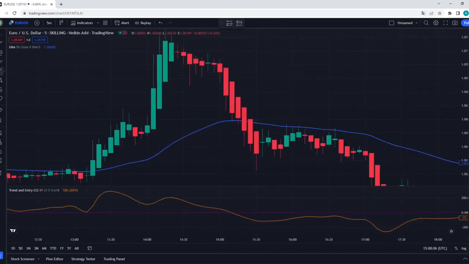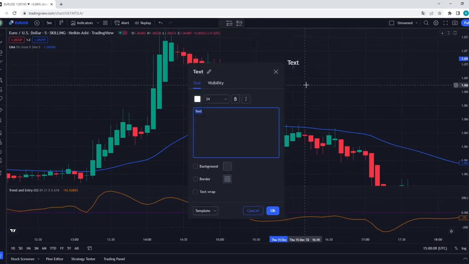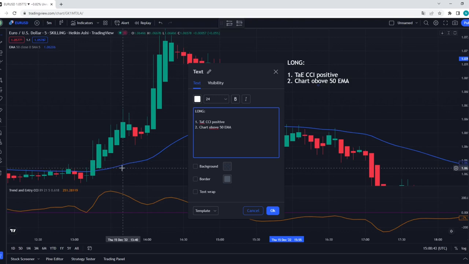So let's start now with the rules for a long trade. I will write it down for you over here. So for a long trade, the first thing that you want is to have the trend and entry CCI above the purple line, so in the positive area. I write down the trend and entry CCI is positive. Then the second, you want to have the chart above the 50 EMA, so above the blue line.